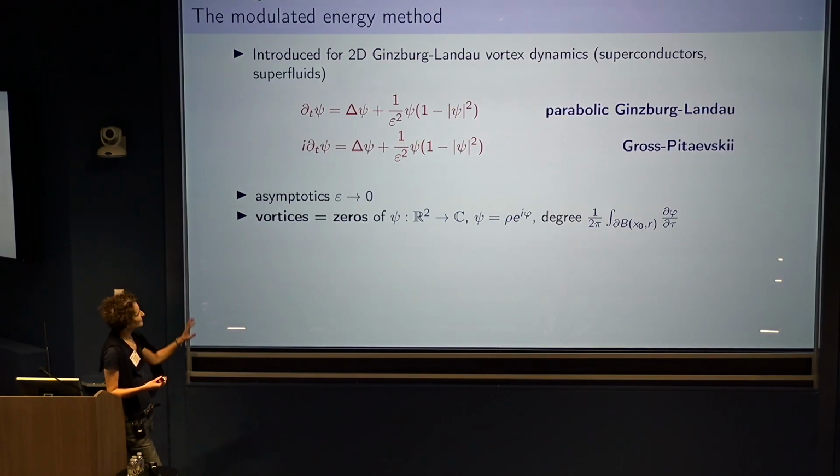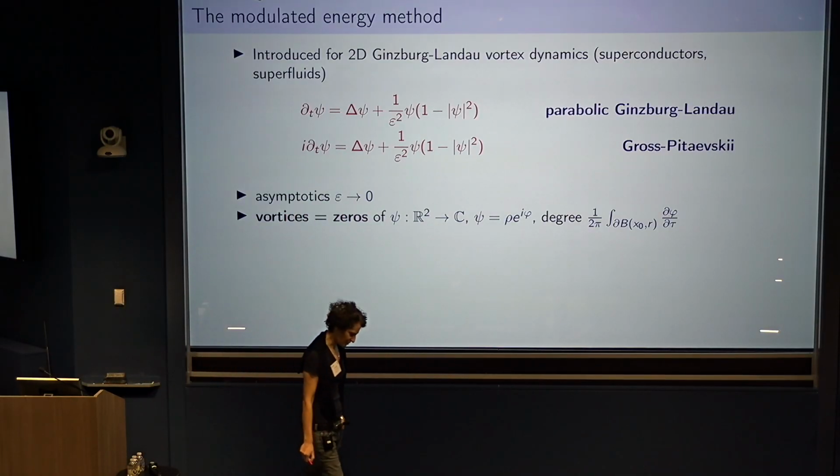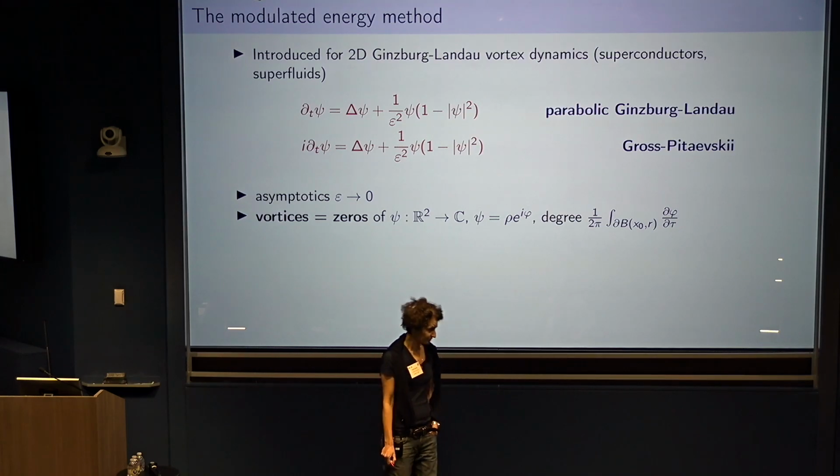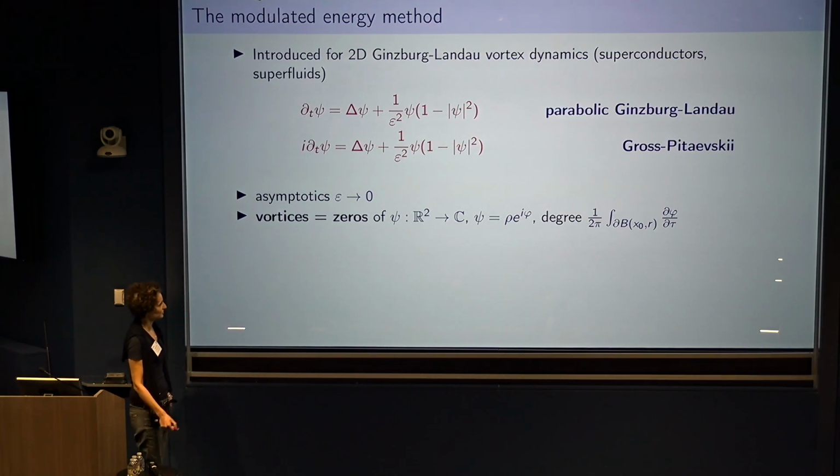And here I simplified, I looked at the simplest setting. And there is some parameter, epsilon, which you can take small. Okay, so we're going to take epsilon going to 0. And the interesting objects are the vortices, which are the zeros of psi, which carry a non-trivial topology.